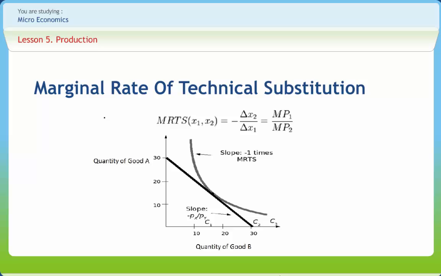Along an isoquant, the MRTS shows the rate at which one input, X, for example capital or labor, may be substituted for another while maintaining the same level of output. The MRTS can also be seen as the slope of an isoquant at the point in question.